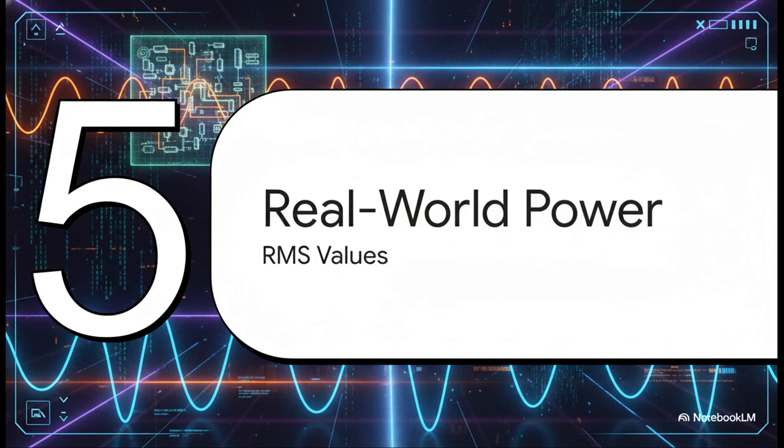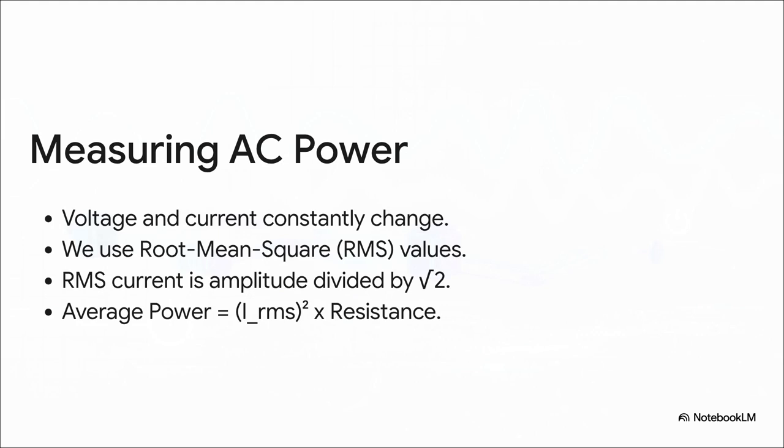Part 5, real-world power and RMS. So now that we've maximized our circuit's potential and we know how to drive it, we have to figure out how to actually measure and distribute this oscillating power. Here's the tricky part about alternating current.